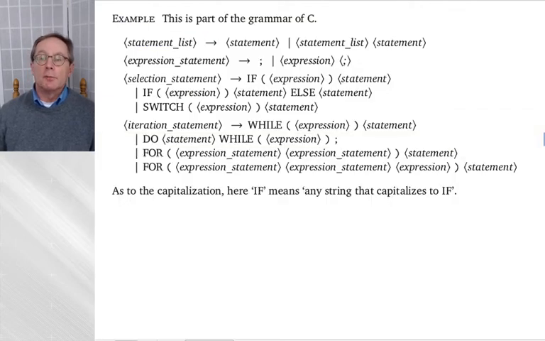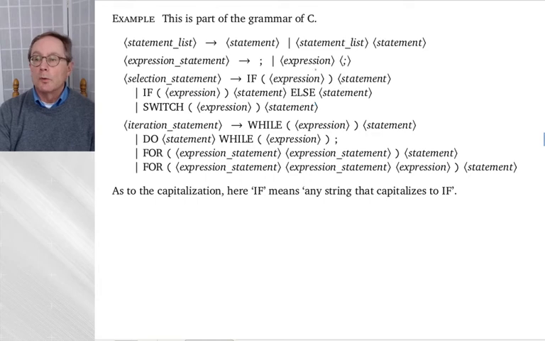Here's an example. This is a part of the grammar of the C language, or at least some expression of part of the grammar of the C language. A statement list is a statement or a statement list followed by a statement. And a selection statement, for example, is if open paren expression close paren statement, or if open paren expression close paren statement else statement, or switch open paren expression close paren statement. So when you look at these three rules, what it's saying is that if you have an if, you have to follow it with an open paren. The rules say that you have to follow the terminal if with the terminal open paren. And then you can put in an expression that you expand however you like. So these are the rules.